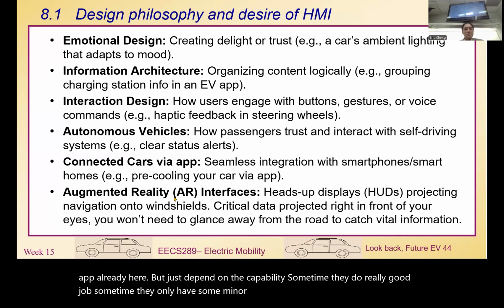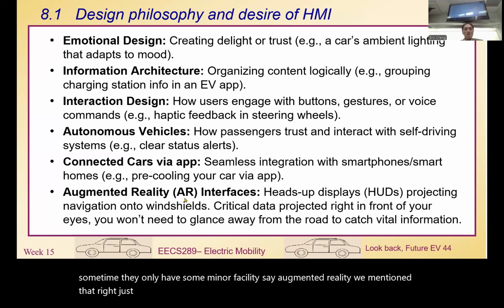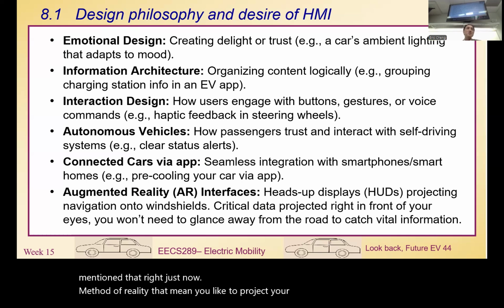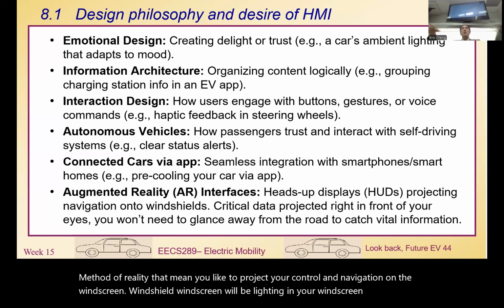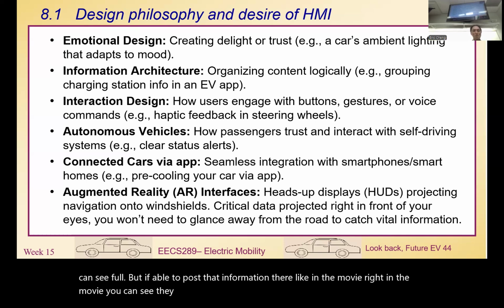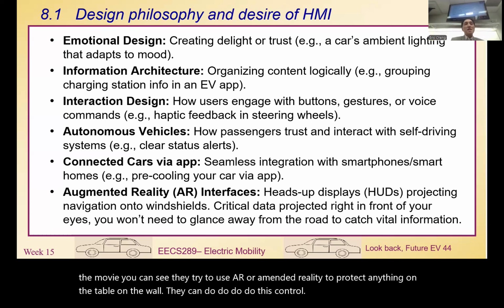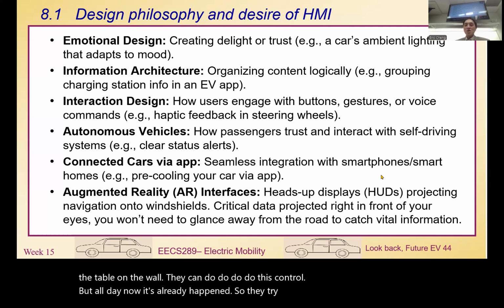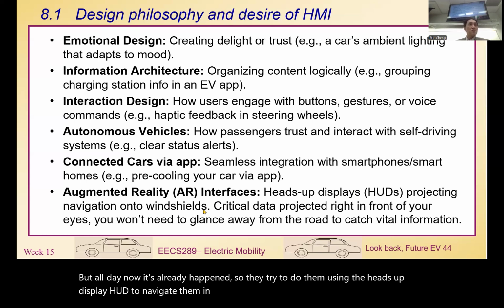Say augmented reality, which we mentioned just now. Augmented reality means you project your controls and navigation onto the windscreen. Normally the windscreen is just something you see through, but you can project information there, like in the movies, where they use AR to project anything onto the table or the wall and do this control. It has already happened: they use the heads-up display, HUD, to project navigation onto the windshield of the vehicle.